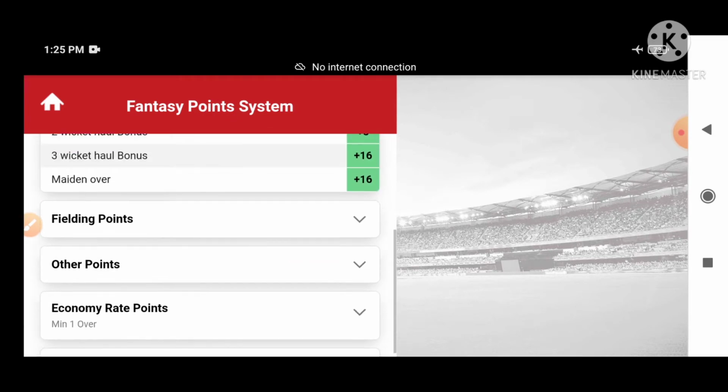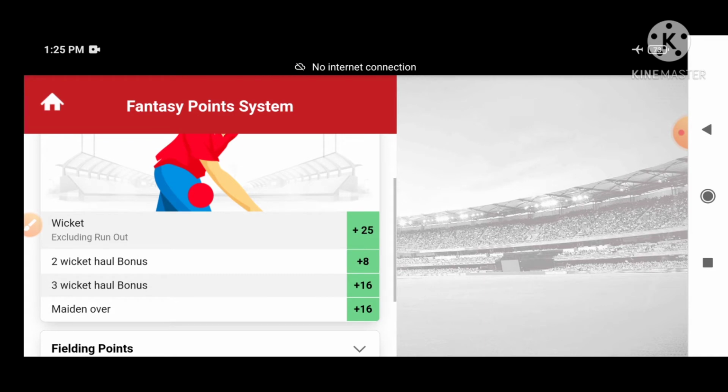In the bowling point system, 1 wicket is 25 points. There is also a 2 wicket bonus: if any bowler gets 2 wickets then plus 8 points, if a bowler gets 3 wickets then plus 16 points, and a maiden over is plus 16 points. If any team has a good bowling unit, then you should take all the bowlers from that team, because it's a very short 10 over match. You have to think about how many points you can get from your players.